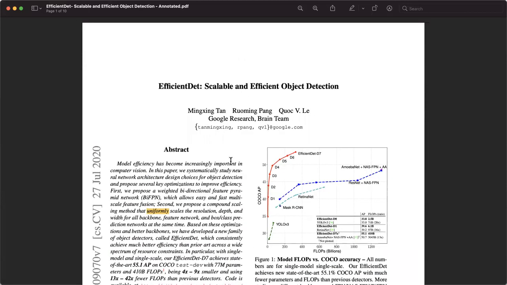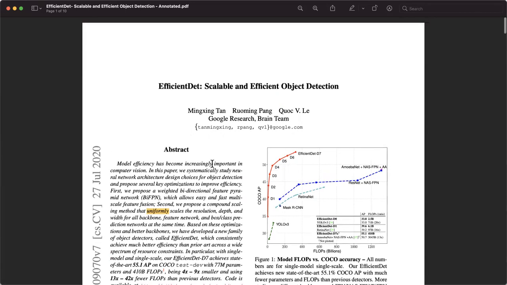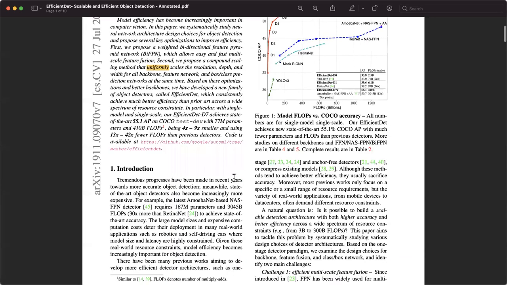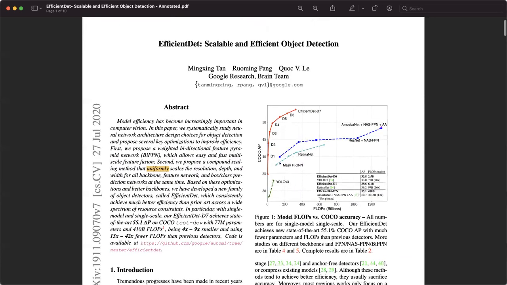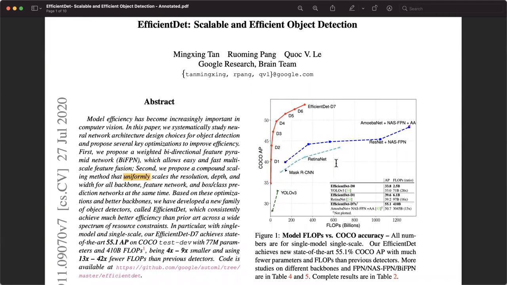A very popular object detector for efficiency, which is EfficientDet, scalable and efficient object detection. The authors are actually the same as the EfficientNet, which is for image classification, but this one is for object detection. So actually I learned a lot from this paper. Let's go over it.